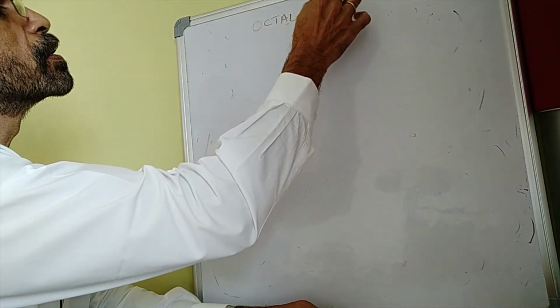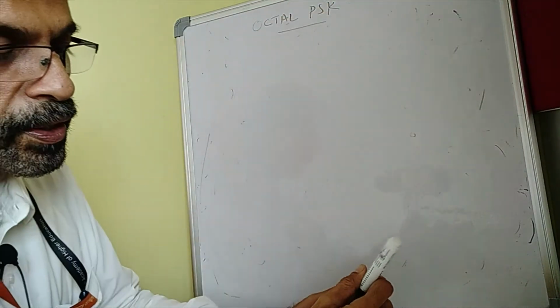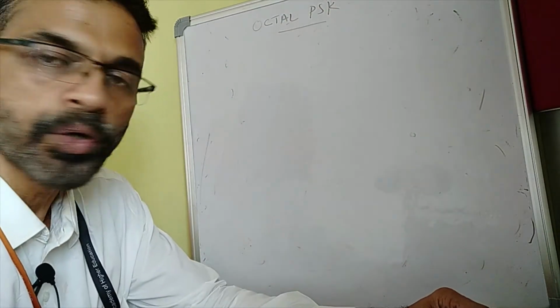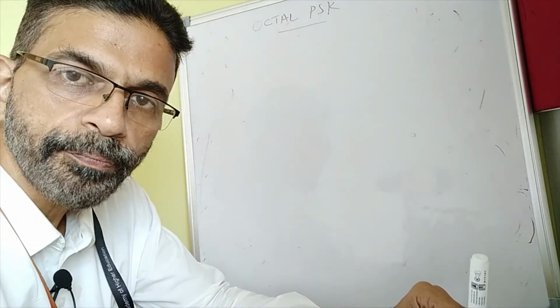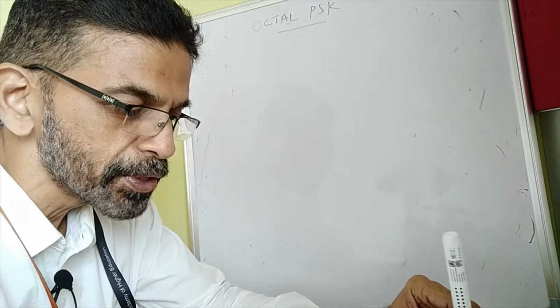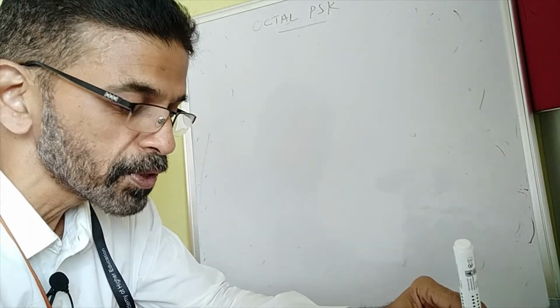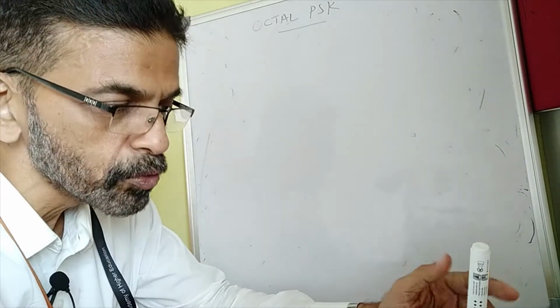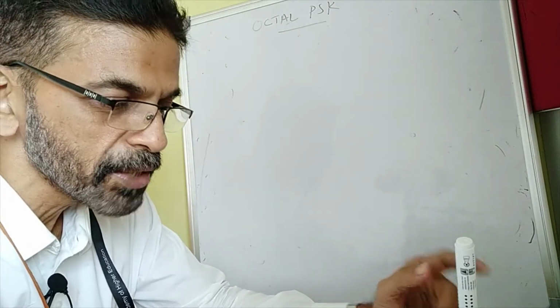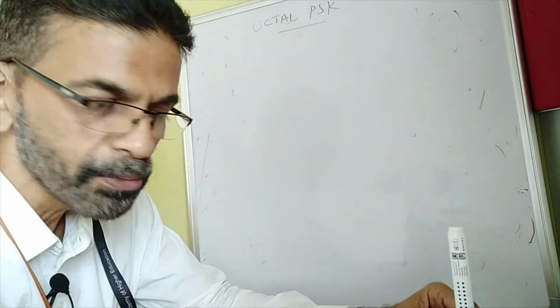Okay, now we move on to the next higher level modulation scheme, which is octal PSK. And in the QPSK we had formed a symbol using 2 bits. We grouped 2 bits to get a symbol. We call those 2 bits a dibit, and the dibit was mapped onto the symbol.